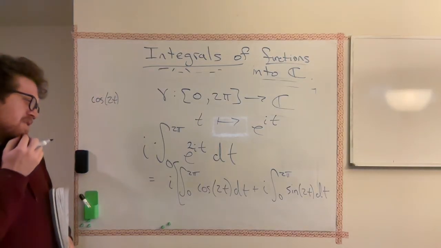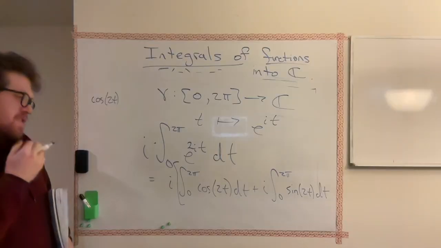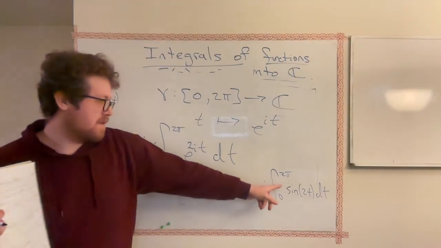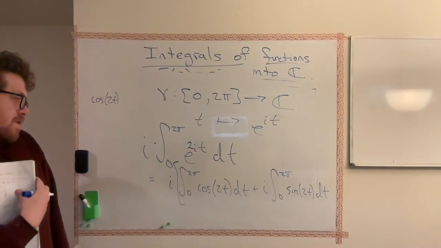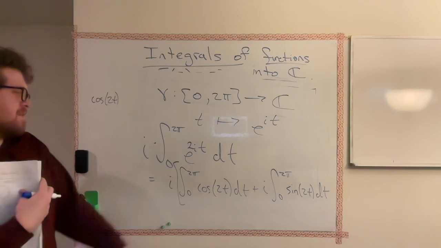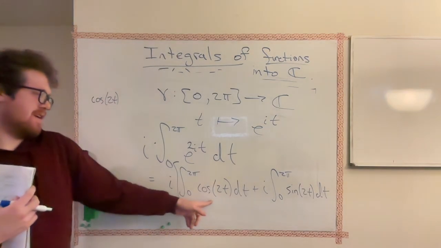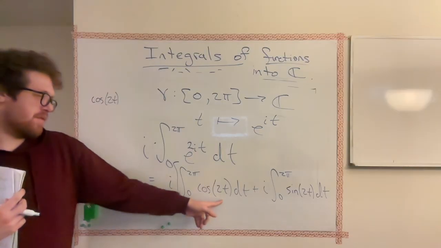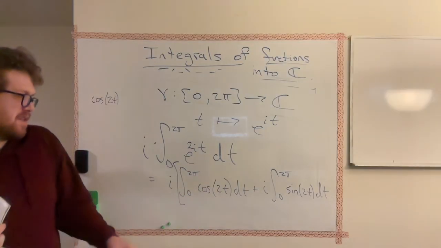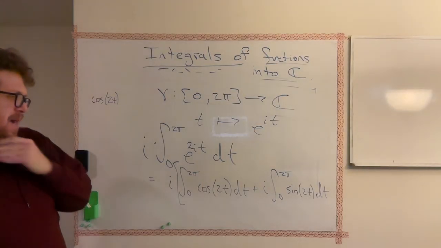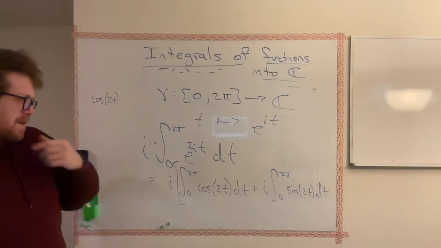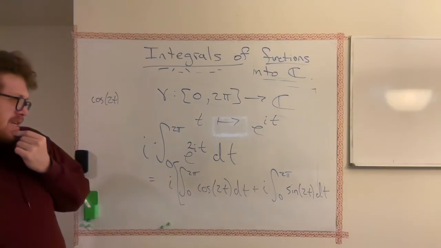Is there some intuitive reason why this one should be 0? Well, sine of 2t, we know that one's even, so... Oh, wait, no. One of them is an odd function around pi, I think. So one of them is clearly 0. And then the other one, I think all the positive part cancels out with all the negative part, or... Yeah, something like that.